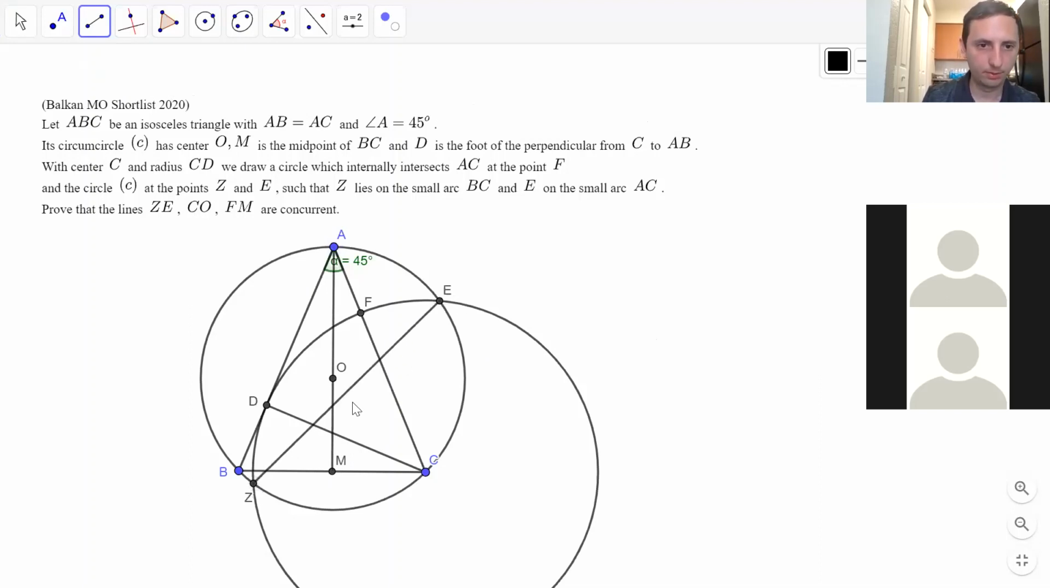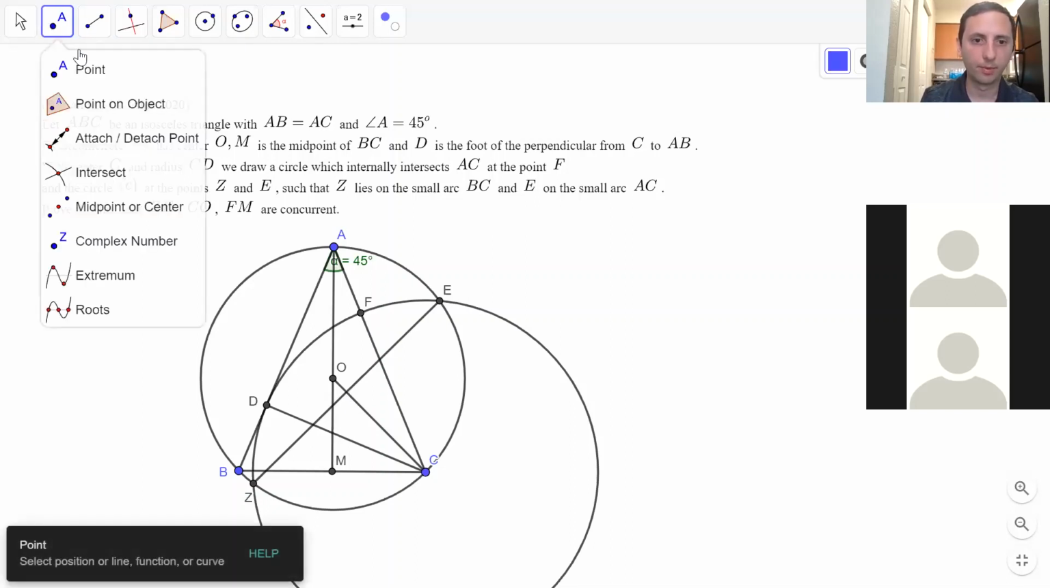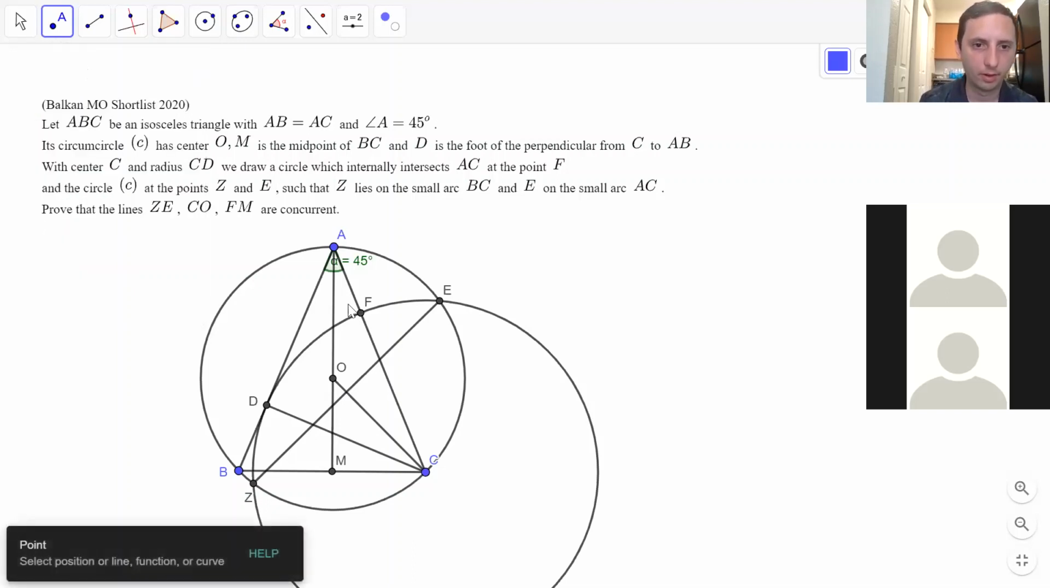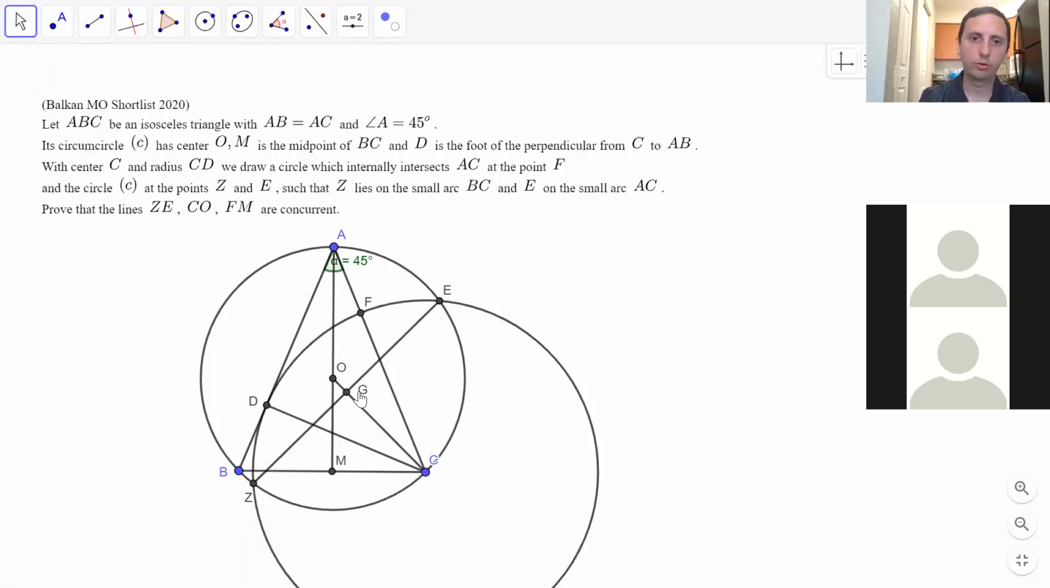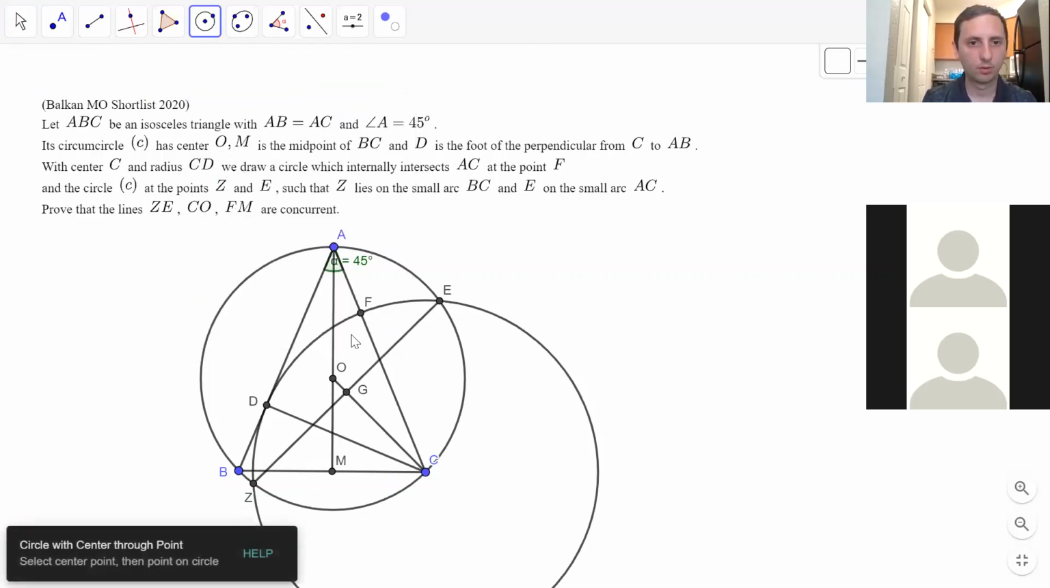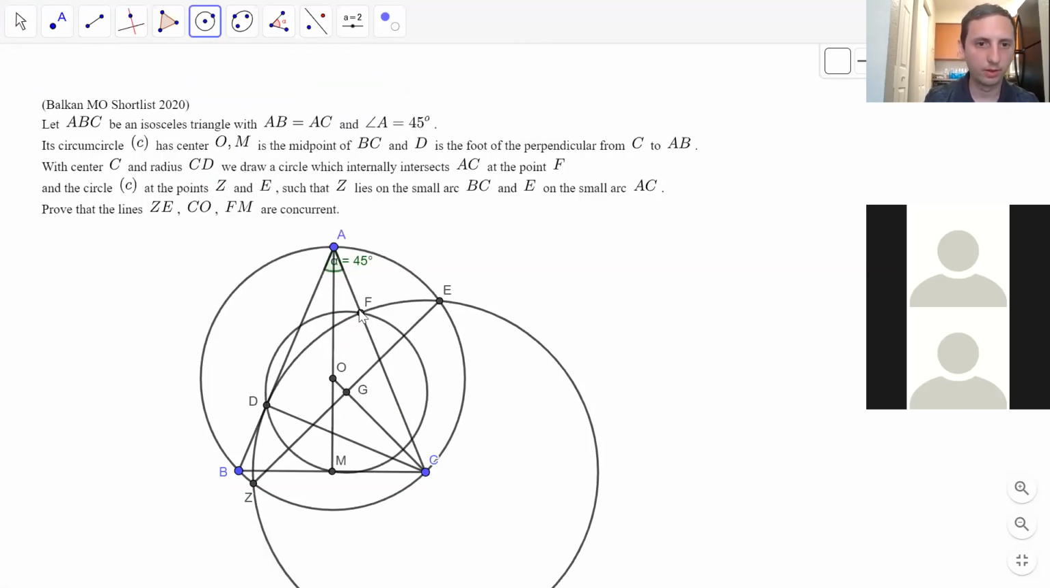Let me just check the problem. ZE, CO, and FM. What if I drew the intersection of ZE and CO? Because those look perpendicular. In fact, they are perpendicular because ZE is the radical axis and O and C are the two centers. So we know G is the midpoint of ZE, and is G also the midpoint of FM?